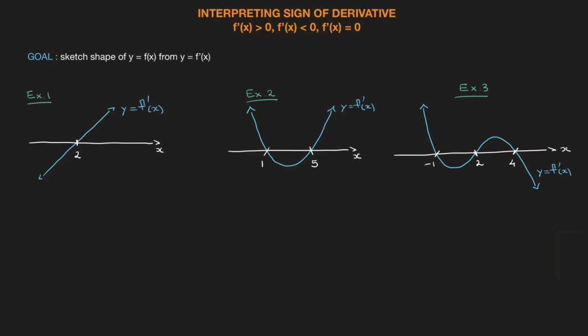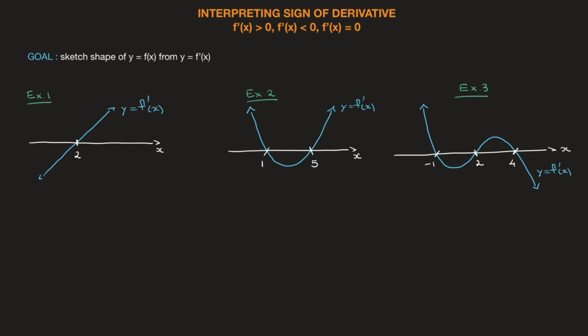So let's get started. In the first example here, we have our graph y equals f dash of x shown here. And as we can see, it crosses the x-axis when x equals 2. And from this information alone, our job is to try and make a sketch of what the curve of y equals f of x may actually look like. And let me say right away, we're not asking for any precision here. What we're really after is the overall shape that y equals f of x will have.